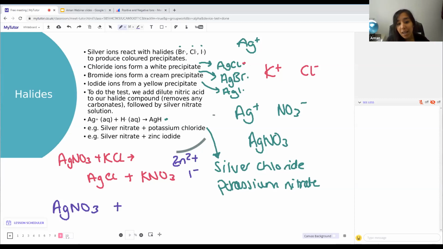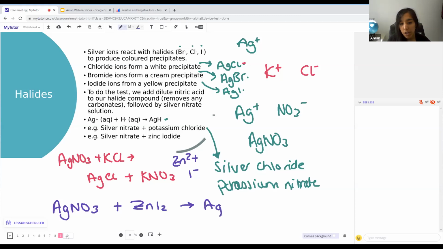So when they react together, that means that there needs to be 2 iodines for every 1 zinc. And remember, they're sharing their electrons or donating their electrons. So for zinc to form its full outer shell, it needs 2 electrons, because at the moment it's got a 2 positive charge. So to form its outer shell, it needs 2 electrons, whereas iodine only needs to lose 1. So that means we need 2 iodines for every 1 zinc. So ZnI2. Excellent. So zinc iodide will then produce your silver iodide, which is your yellow precipitate.